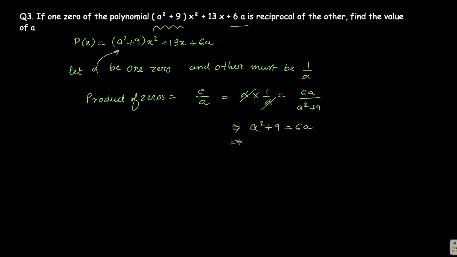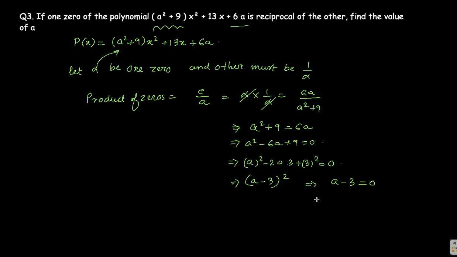It implies that a square minus 6a plus 9 equals 0, and if you solve it, you can say that a square minus 2 into a into 3 plus 3 square. We don't need to do it by the middle term factor, so it becomes a minus 3 whole square. It means that a minus 3 equals 0, so a equals 3. So the value of a is 3.